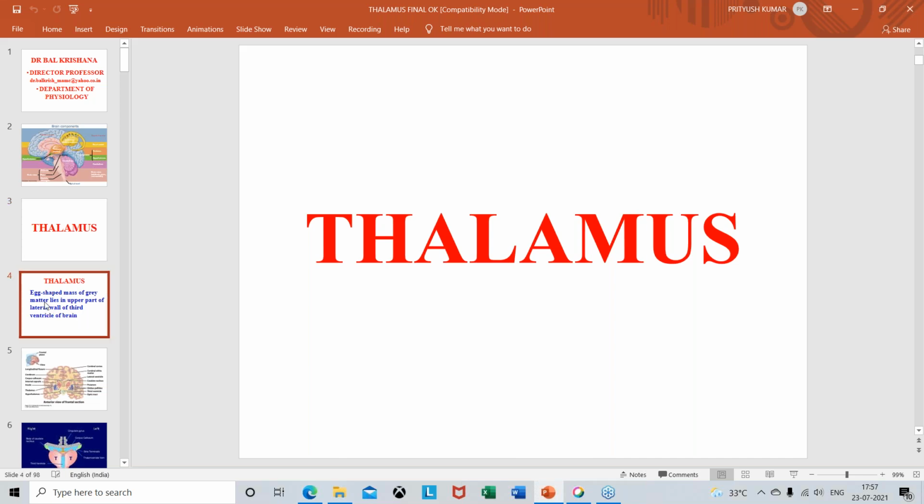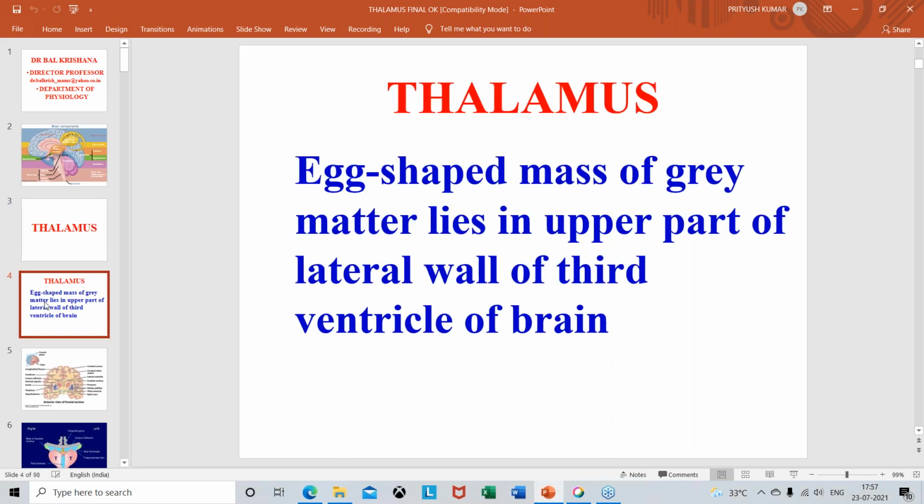Thalamus is an egg-shaped mass of gray matter that lies in the upper part of the lateral wall of the third ventricle of the brain. So what is the thalamus? An egg-shaped mass of gray matter, and it lies in the upper part of the lateral wall of the third ventricle of the brain.